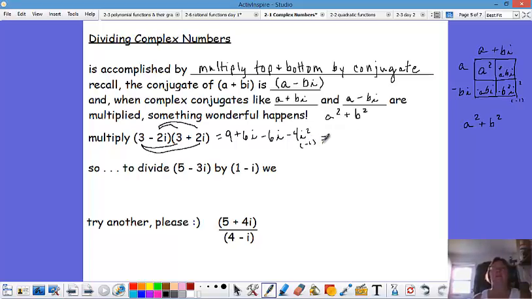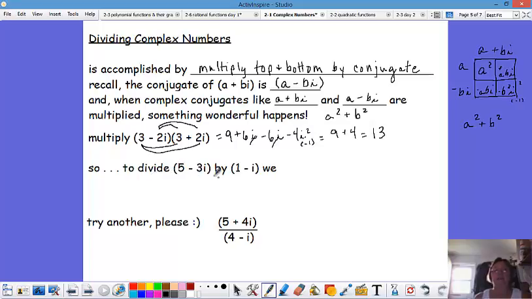So that would come out to be plus 6i and minus 6i are going away. We have a 9 plus a 4, which is exactly what our pattern said we should have, square of this plus the square of this, or in this case we can further simplify to 13. So there's a good multiplication of complex conjugates, and let's apply it.